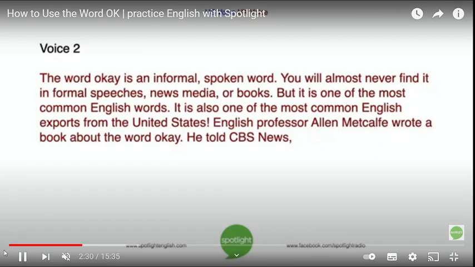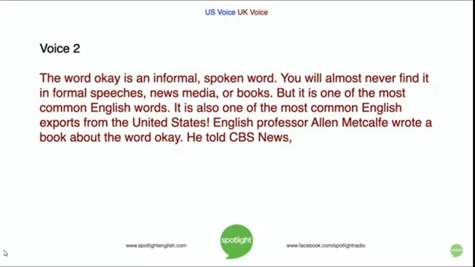The word okay is an informal spoken word. You will almost never find it in formal speeches, news media, or books, but it is one of the most common English words. It is also one of the most common English exports from the United States.